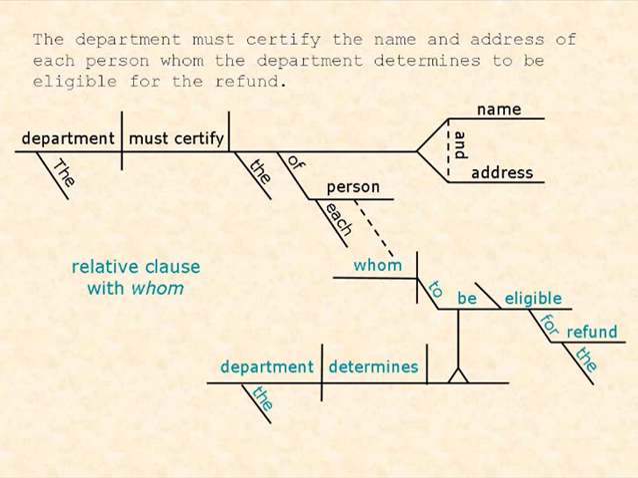In this slide, whom is the subject of the infinitive to be, and the entire infinitive phrase is the direct object of determined in the relative clause. And the relative clause is, whom the department determines to be eligible for the refund.